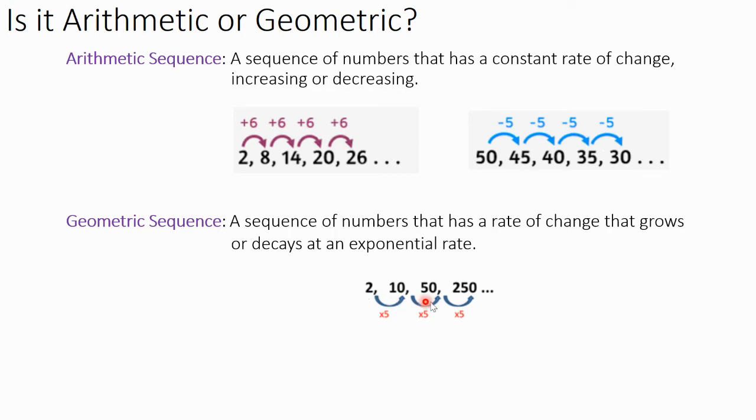This one, look how fast it's increasing. It went from 2 to 10 to 50 to 250. Okay, so 2 times 5 is 10, 10 times 5 is 50, 50 times 5 is 250. That is an example of a geometric sequence.